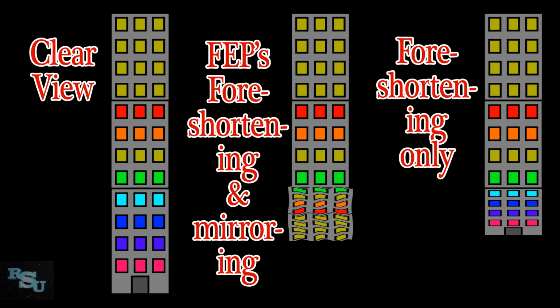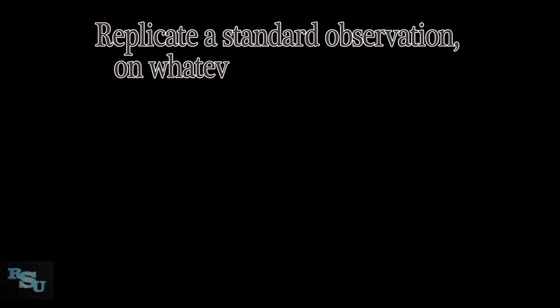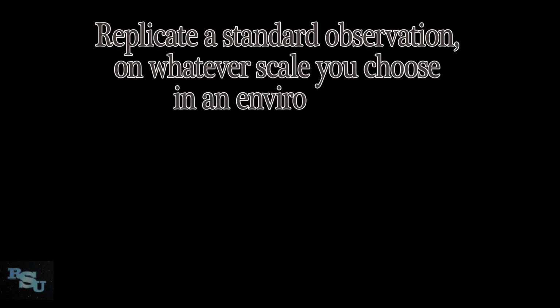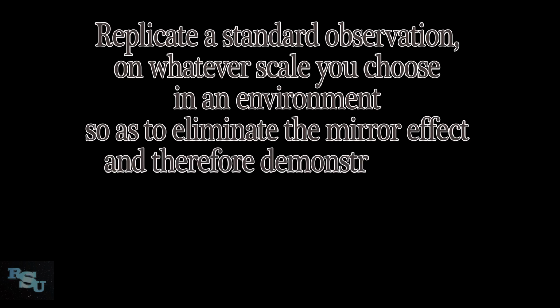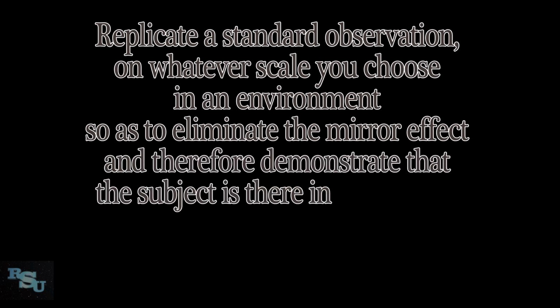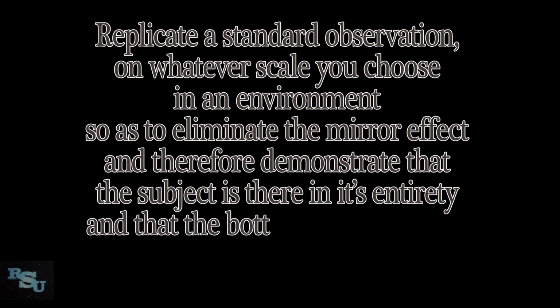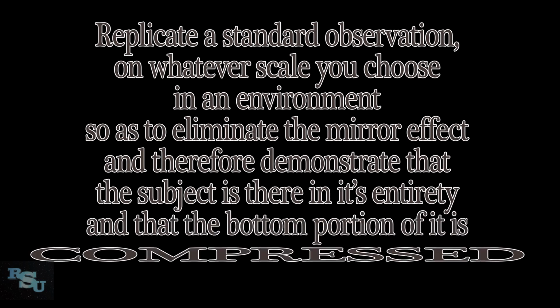Inadvertently, in essence, Flat Earth Perth is saying if there was no mirroring effect, you will still see that the overall height will appear shorter due to foreshortening, that being the portion of the land at the base of the subject being compressed. So the challenge observation is to replicate a standard observation on whatever scale you choose in an environment so as to eliminate the mirror effect and therefore clearly demonstrate that the subject is there in its entirety and that the bottom portion of it is compressed.